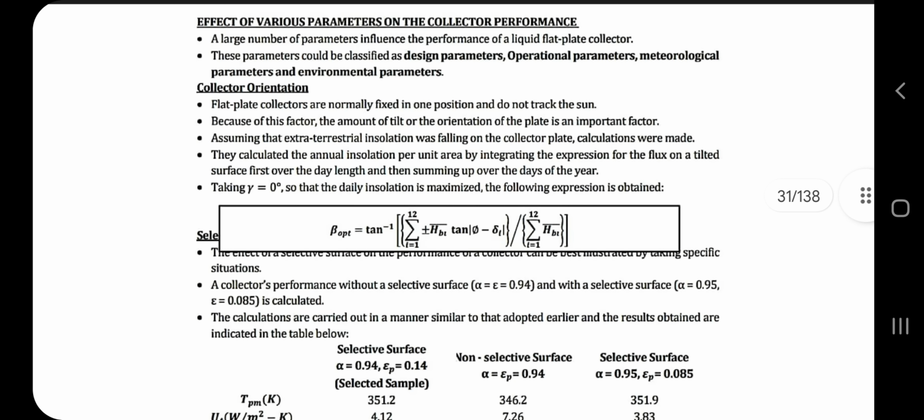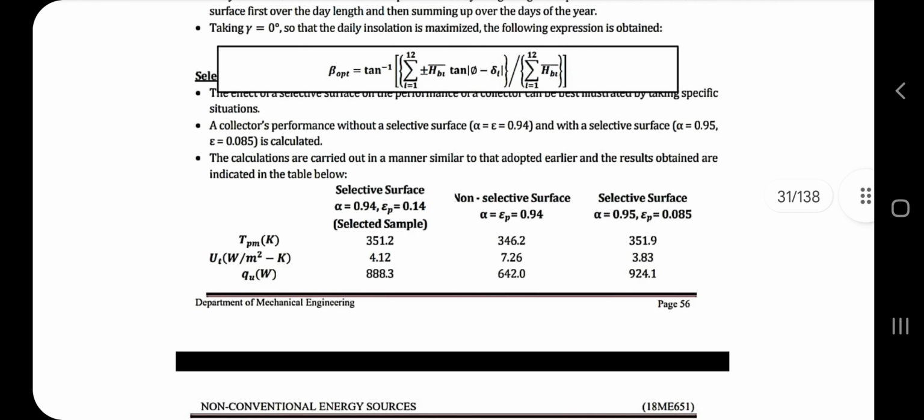Collector orientation. Here are some formulas to maximize the angle. How to find out which angle will produce more? That formula is present here. If you can learn it by heart, it will be helpful for you.